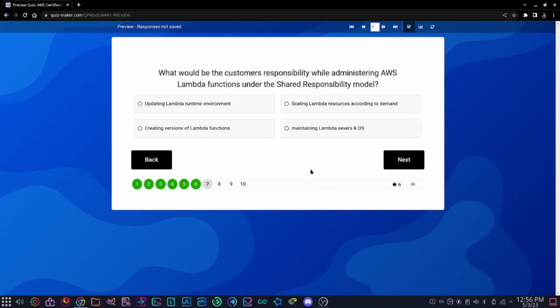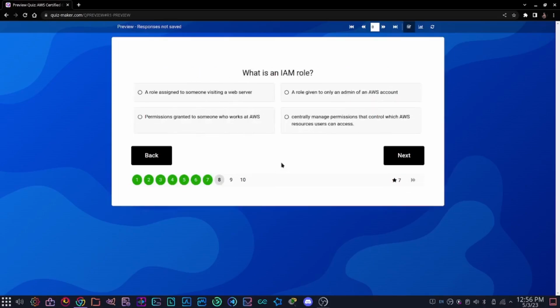So question 7, what would be the customer's responsibility while administering AWS Lambda functions under the shared responsibility model? First, we have updating Lambda runtime environments, scaling Lambda resources according to demand, creating versions of Lambda functions, and maintaining Lambda servers and operating systems. So the answer for this one is going to be creating versions of Lambda functions, because you need to update those by yourself.